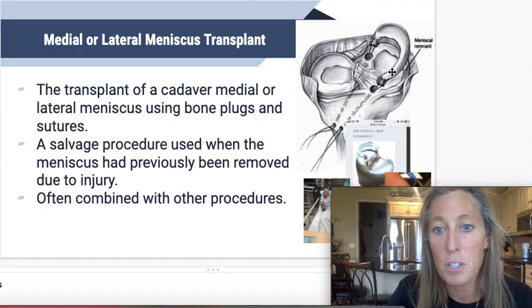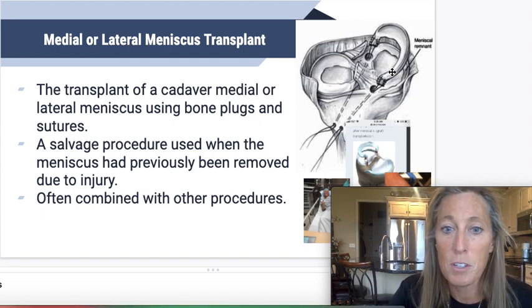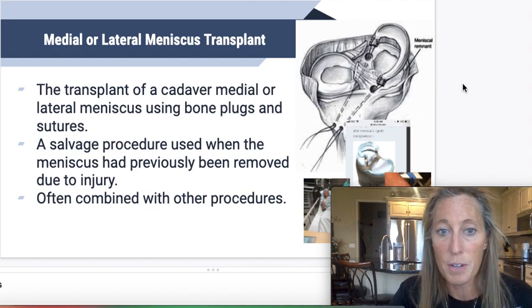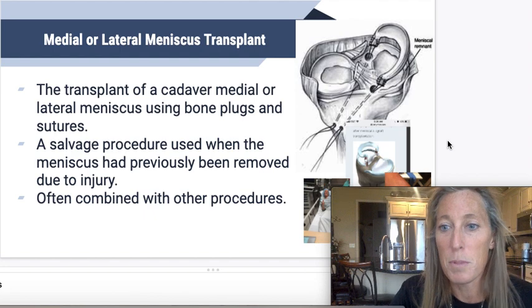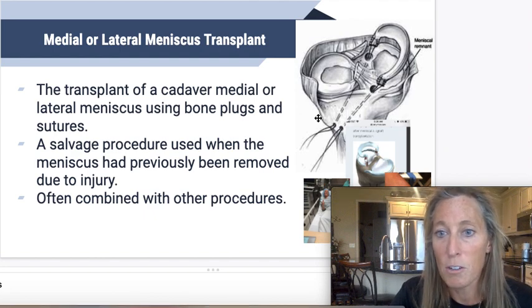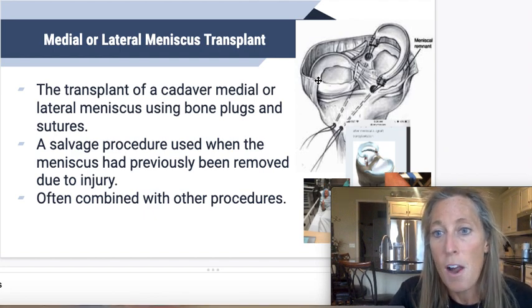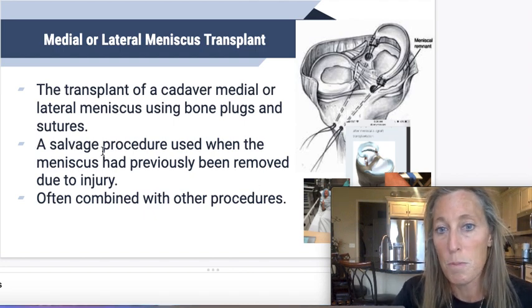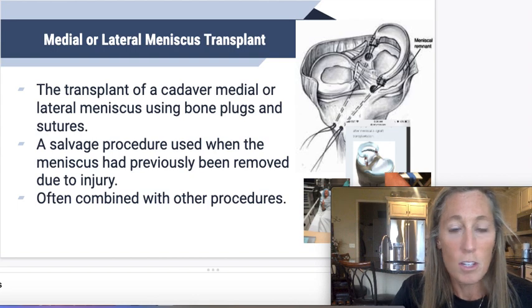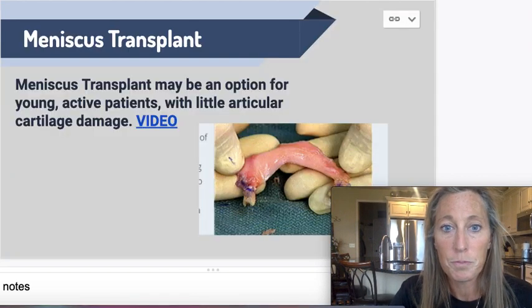This is a salvage procedure used when the meniscus has previously been removed due to injury. This is often combined with other procedures. When I had my meniscus transplant, they did an anterolateral ligament procedure, which was on the outside here, and they also did an ACL revision. So they can do multiple surgeries together to help correct knee instability.